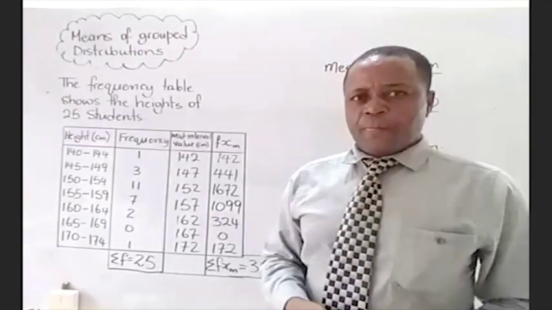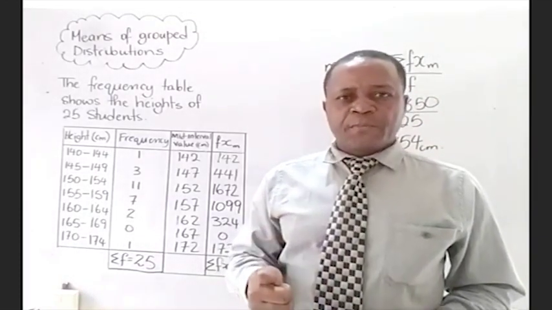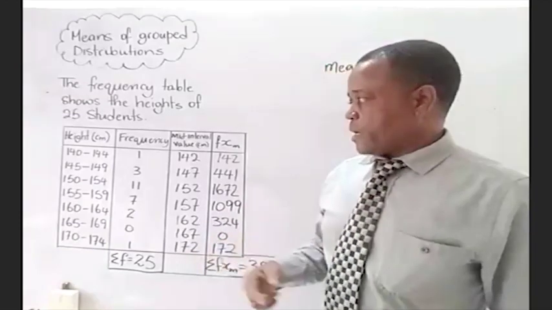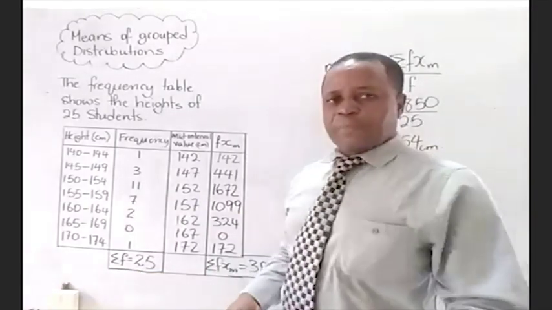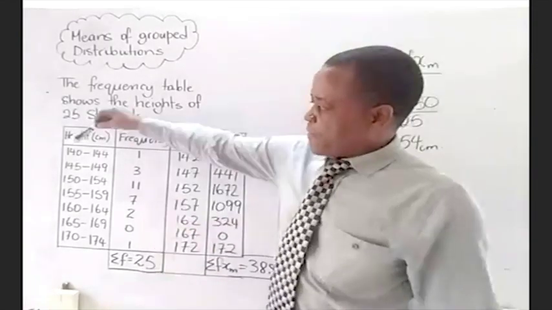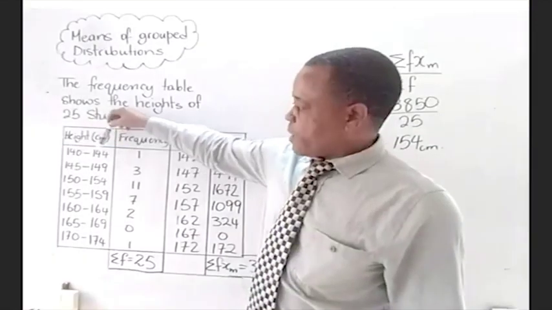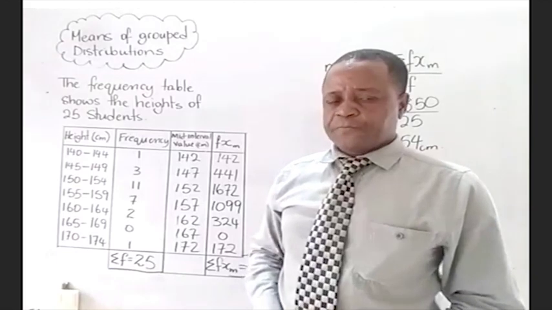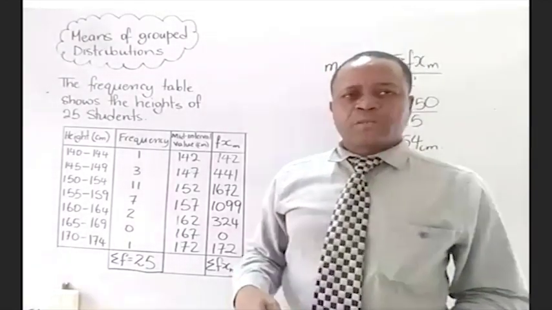Now, with each group, there are two limits: the upper limit and the lower limit. The lower limit to your left, the upper limit to your right. So for my first class here, my lower limit would have been 140, while my upper limit would have been 144.